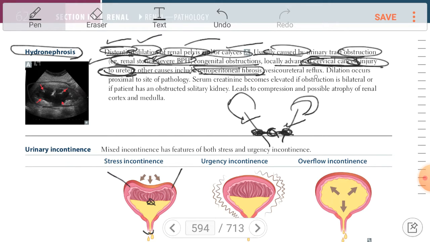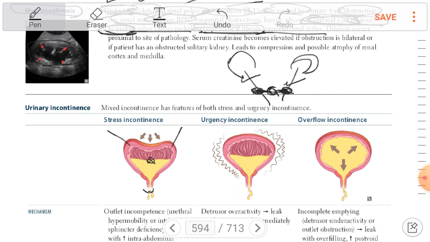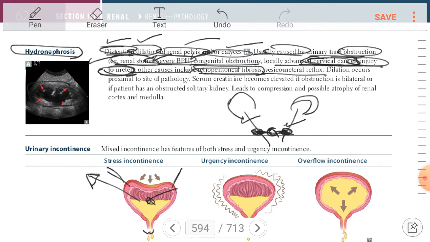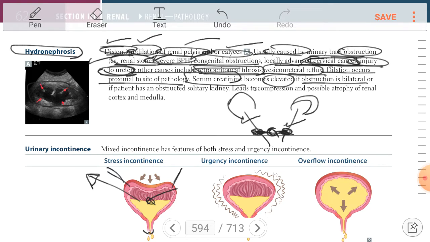Then vesico-ureteral reflux. What is vesico-ureteral reflux? Vesico means what? Urinary bladder, ureteral, so from the ureter. So there is reflux from the urinary bladder into the ureter. So vesico-ureteral reflux leading to distension and accumulation of the urine inside the kidney, leading to hydronephrosis. Dilatation occurs proximal to the site of pathology. So serum creatinine elevated in case of what? Bilateral, and maybe in only one obstructed solitary kidney. So bilateral, or maybe obstructed solitary kidney.